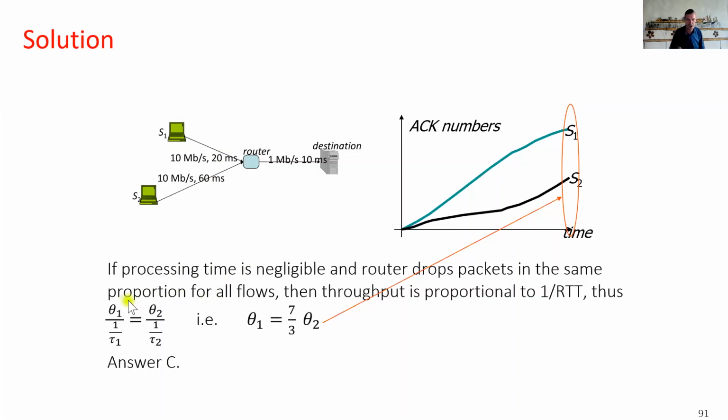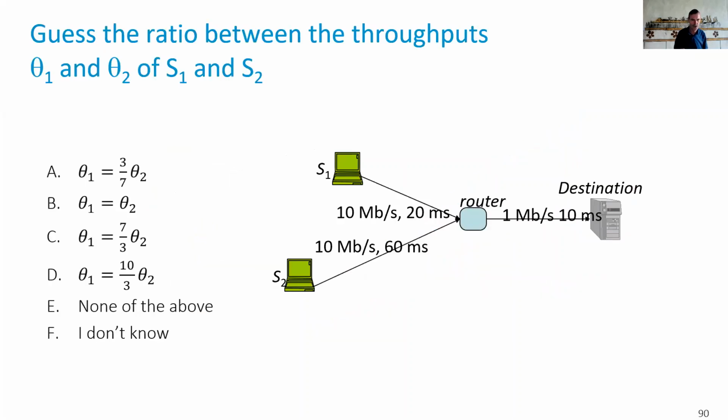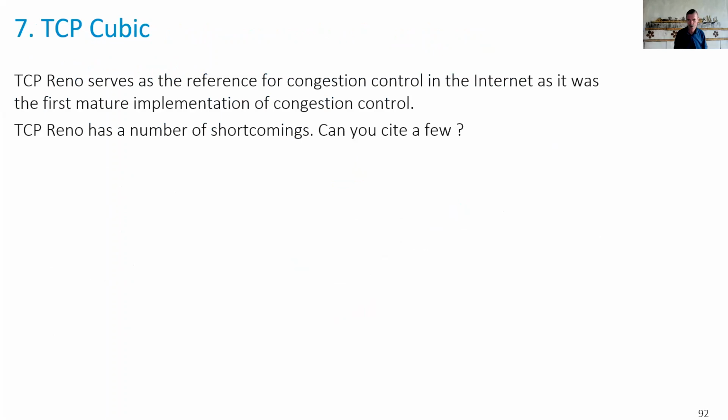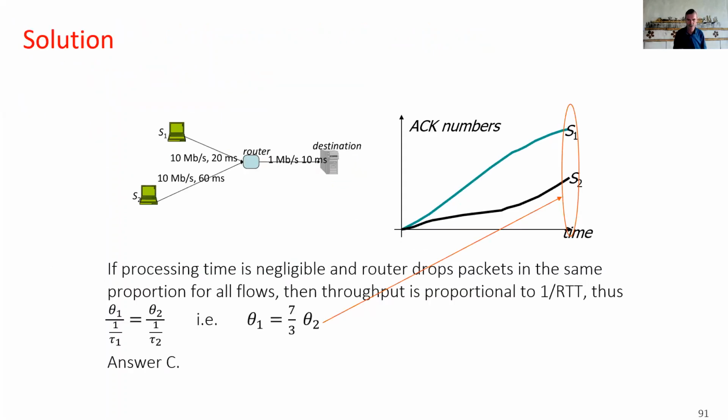Sorry, what is 7/3? Why is it inversely proportional? So the round trip times are 20 plus 10, 30, and 70. So it should be inversely proportional to 7 and 3, which gives this ratio here. So roughly speaking, double. S2 will get, roughly speaking, double.